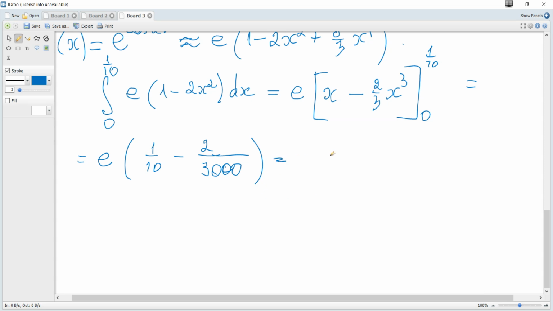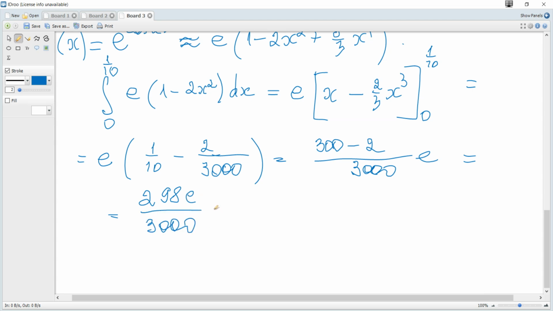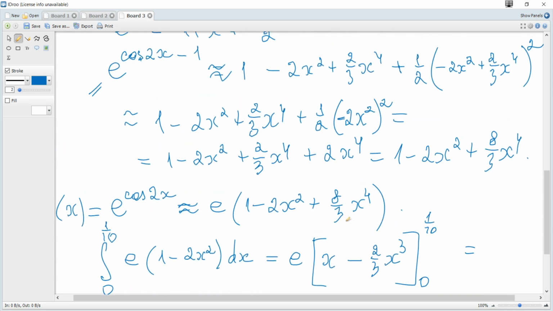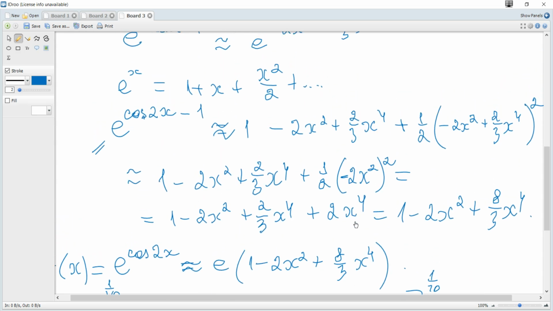And let's just do a common denominator. The common denominator becomes 3000, and the additional factor here is 300 minus 2, and e, and it becomes 298e over 3000, which we can divide by 2, numerator and denominator, to get 149e over 1500, as required.